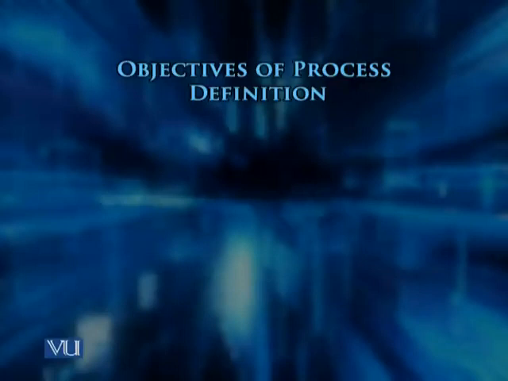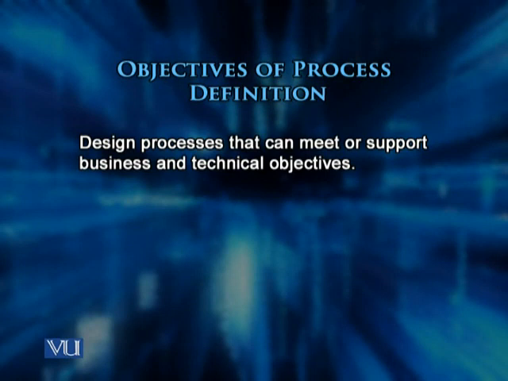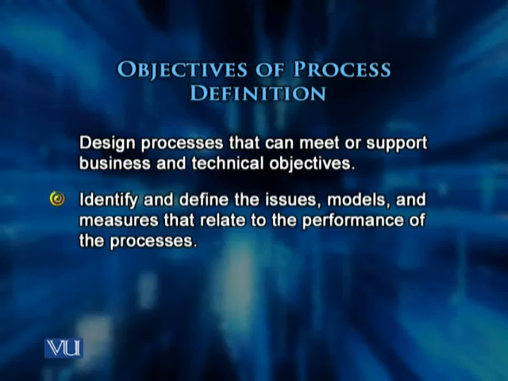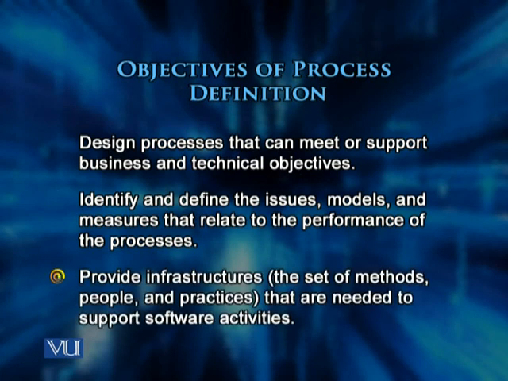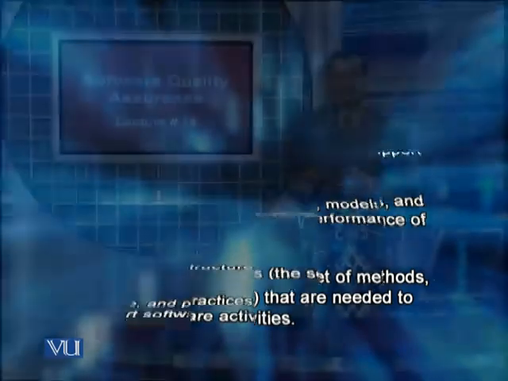Now what we will do is discuss each of these activities, each of these tasks. So what are the objectives of process definition? Design processes that can meet or support business and technical objectives. That is the prime objective of process definition. That is, we create those processes which meet or support the business and technical objectives for which that process is to be used. Second, we need to identify and define the issues, models, and measures that relate to the performance of the processes. And thirdly, we need to provide infrastructures, that is the set of methods, people and practices that are needed to support software activities.